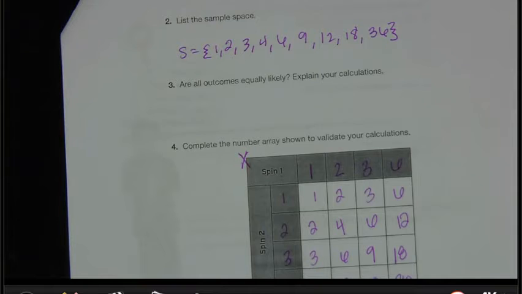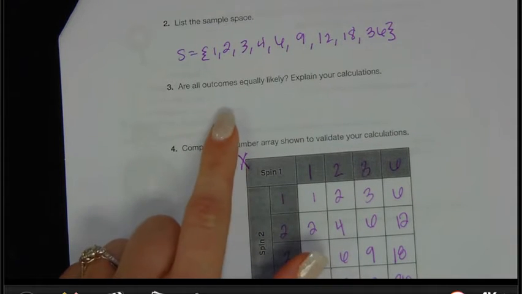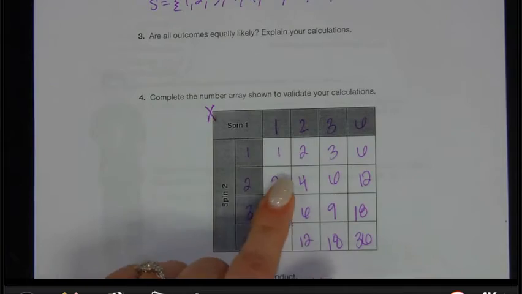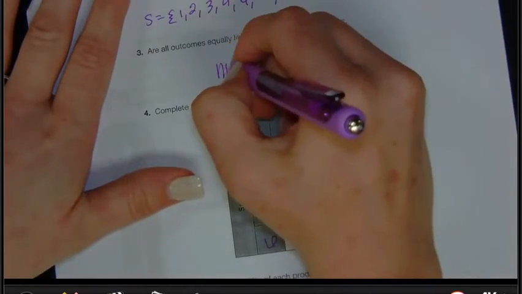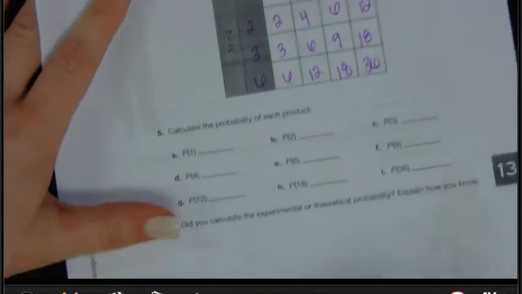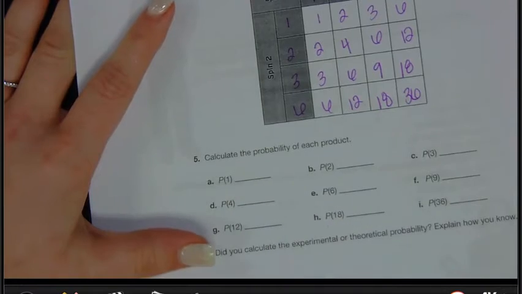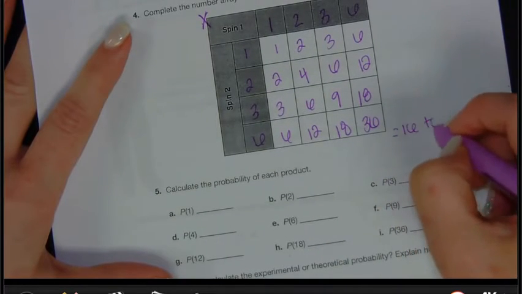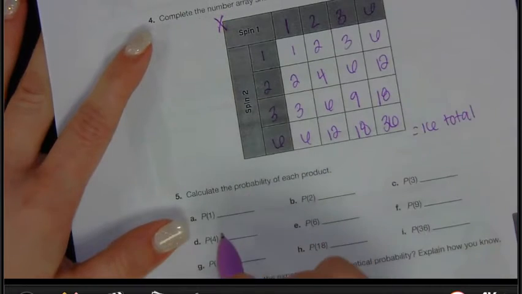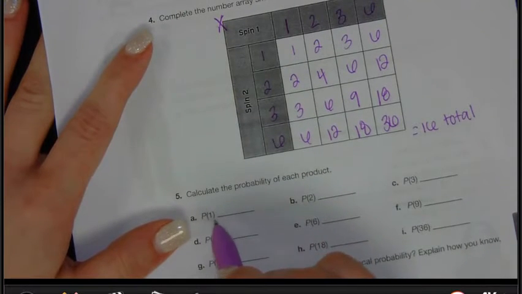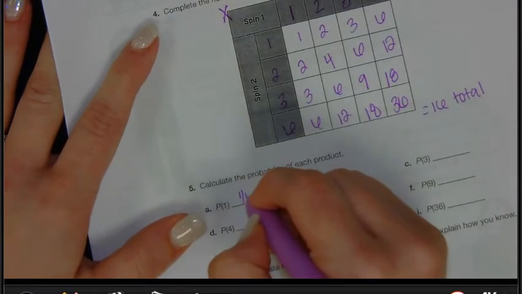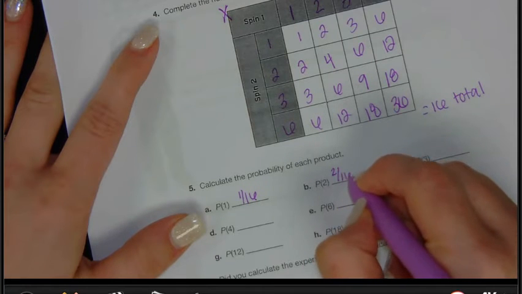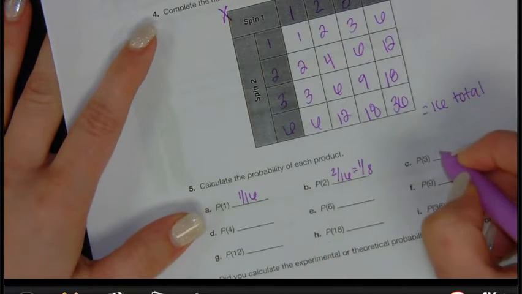All right. Now, are all of my outcomes equally likely? Meaning, do I have an equal chance of getting the product of 1 as I do the product of 2? And the answer is no. Okay, my answer is no. Well, let's calculate this. I have 4 by 4, which is 16. So 16 total. And I want to calculate the probability of getting the product of 1 is 1 out of 16. Probability of getting the product of 2 is 2 out of 16, or 1 out of 8.